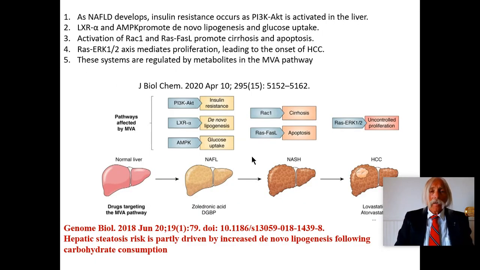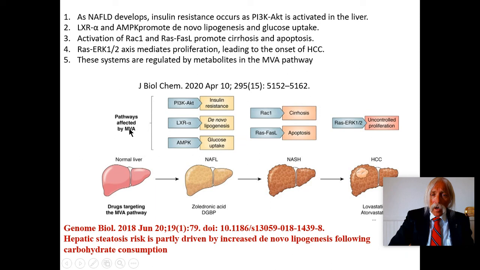So as non-alcoholic fatty liver disease develops, insulin resistance also occurs, and it occurs because of the phosphatidylinositol 3-kinase AKT pathway, which is of course activated in the liver. So this diagram here is showing you that insulin resistance is one of the first features of a diseased liver. Next, you're going to get this LXR, which is a receptor that's going to induce de novo lipogenesis. And you're going to get AMP kinase, which is going to also be involved in glucose uptake.